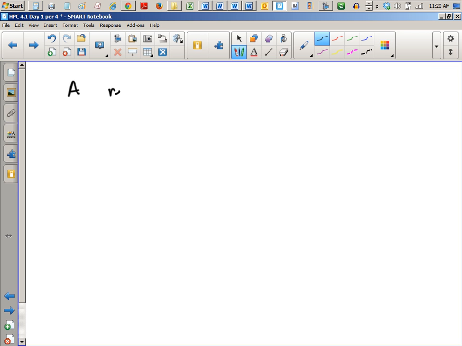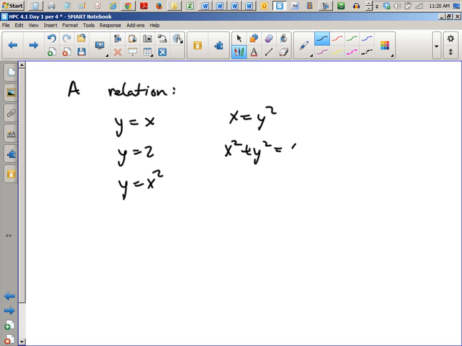So a relation is anything that looks like this, right? Y equals x. Y equals 2. Y equals x squared. X equals y squared. X squared plus y squared equals 4. These are all relations. Right? Relations. Okay, so some of these are functions, some of these are not functions. Okay? Let's do one more.